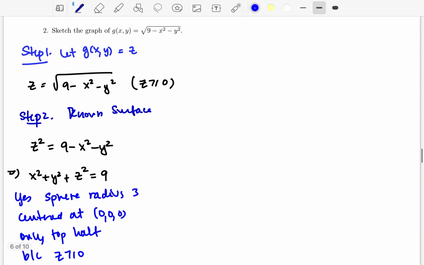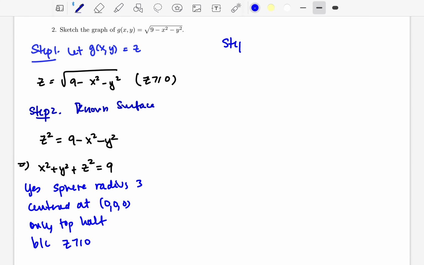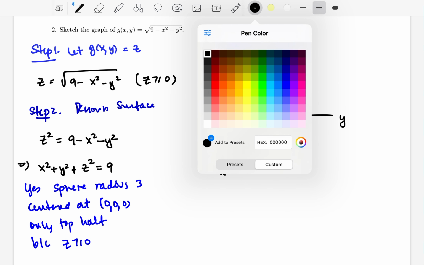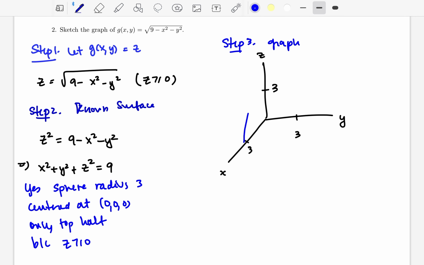So step 3, I'll make this smaller maybe. Step 3, graph. Well, again, we know what it looks like. It's just the top half of a sphere, radius 3, center at 0, 0, 0. So this is x, this is y, this is z, this is 3, this is 3, this is 3. Okay? And then this looks something like this. And it's just the surface, so it's like the boundary, not filled, right? Something like that. It's supposed to be a sphere, so maybe I need this to be more round.